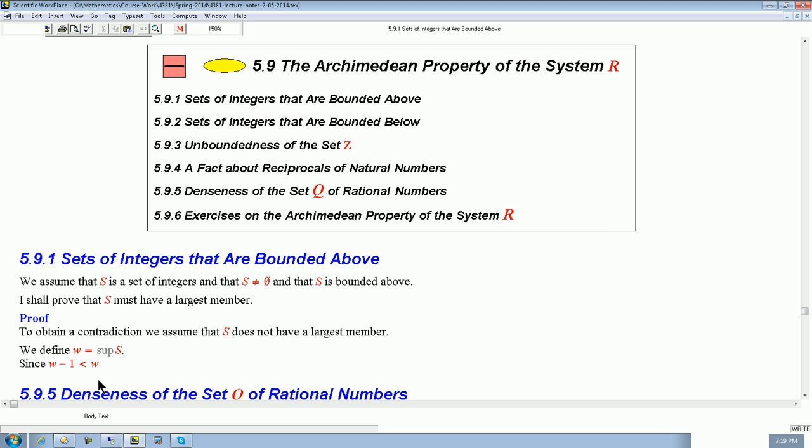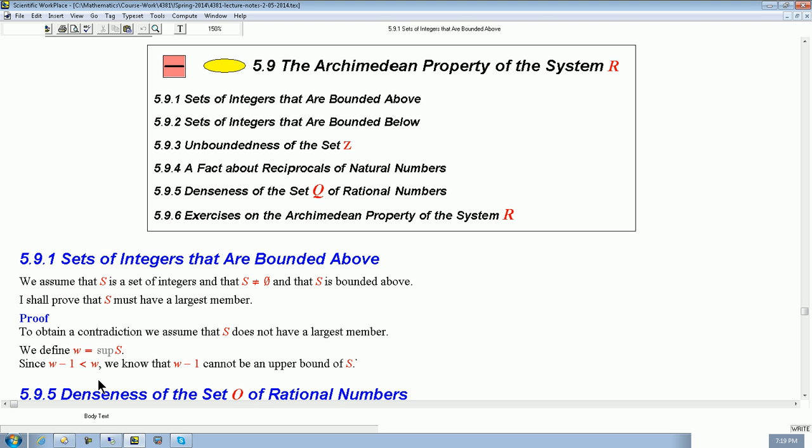When a number is less than the least upper bound of a set, the old BMW argument applies. A number less than the least cannot be. Since W minus 1 is less than W, we know that W minus 1 cannot be an upper bound of S. Is that fair enough? Cannot be an upper bound.